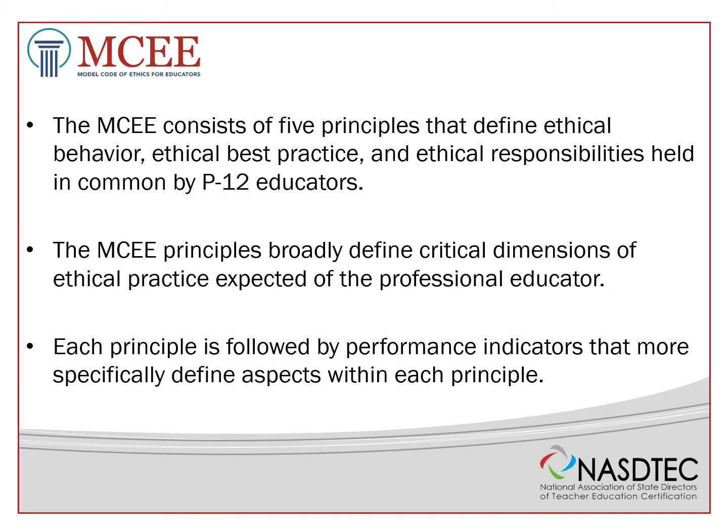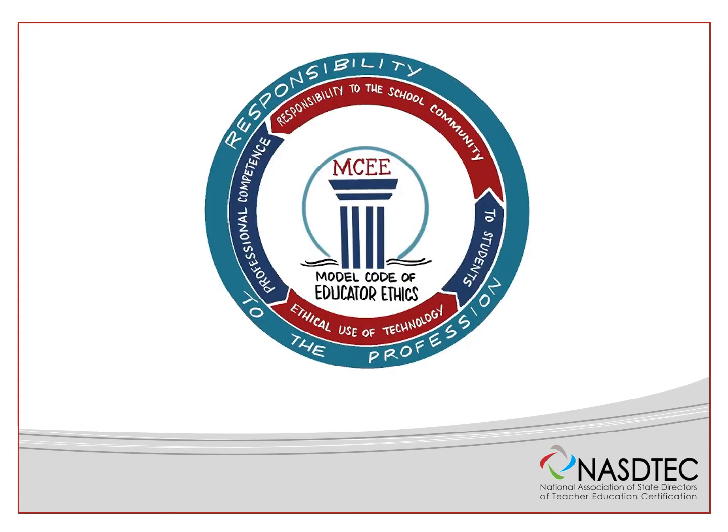The Model Code of Ethics principles broadly define critical dimensions of ethical practice expected of the professional educator. Each principle is followed by performance indicators that more specifically define aspects within each principle. This graphic shows the 5 principles. On the outside is the responsibility to the profession, which encompasses all of the rest. Also included are responsibility to the school community, responsibility to students, responsibility to professional competence, and the ethical use of technology.